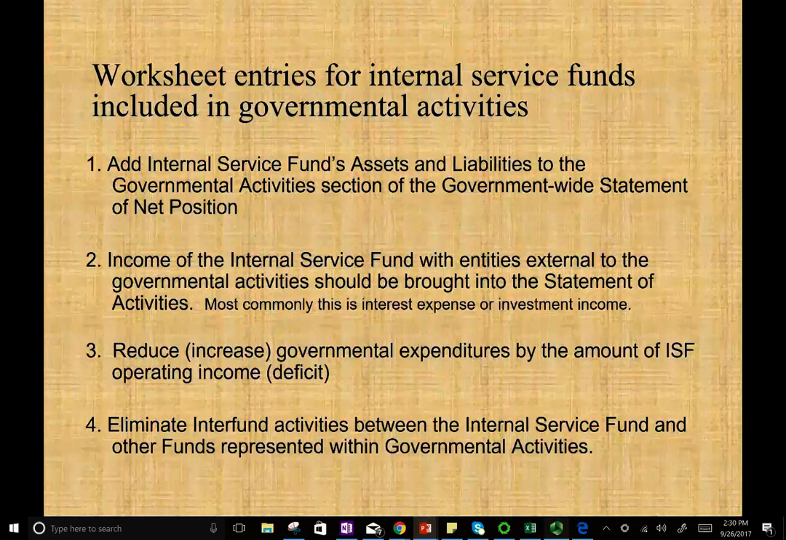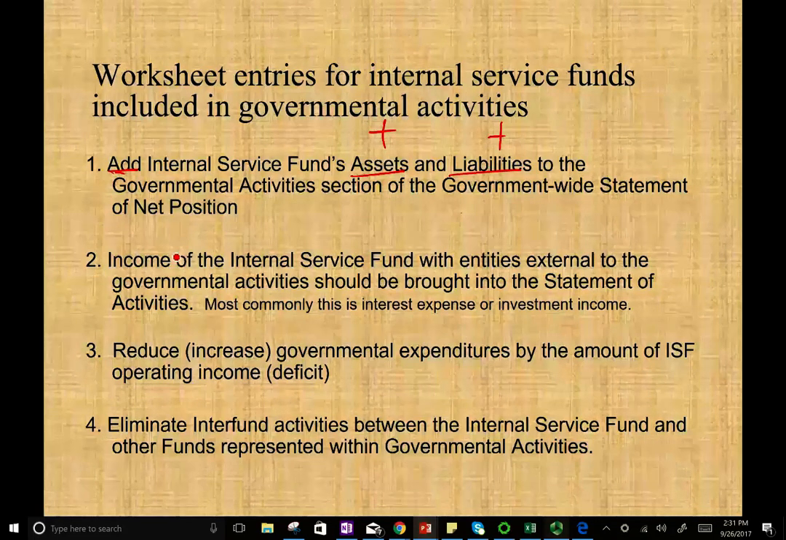The first thing we need to do is add the internal fund's assets and liabilities to the governmental activity section of the government-wide financial statements. So first, put the assets and the liabilities on the books, including the net position. Then, if there is any income or expense of the Internal Service Fund with entities external to the governmental activities, it should be brought to the statement of activities.